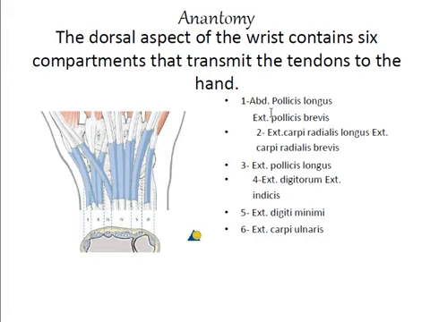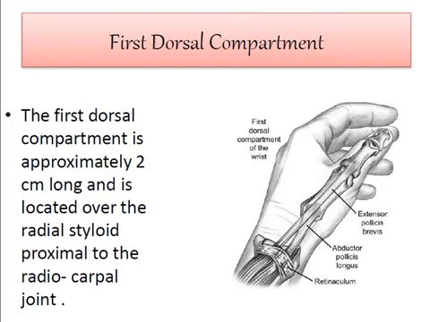First has abductor pollicis longus and extensor pollicis brevis. Second has the extensor carpi radialis longus and brevis. Third has extensor pollicis longus. Fourth has extensor digiti indicis. Fifth has extensor digiti minimi, and sixth is the extensor carpi ulnaris.